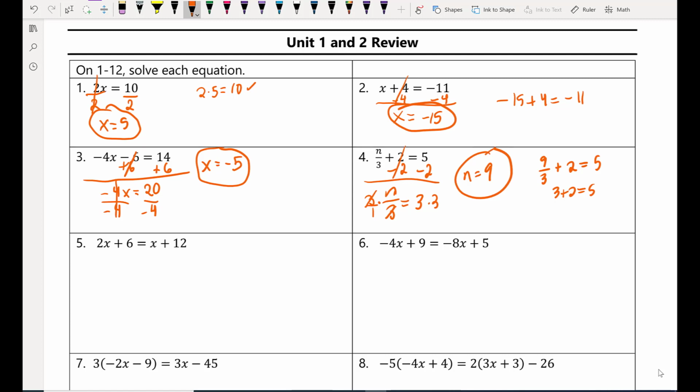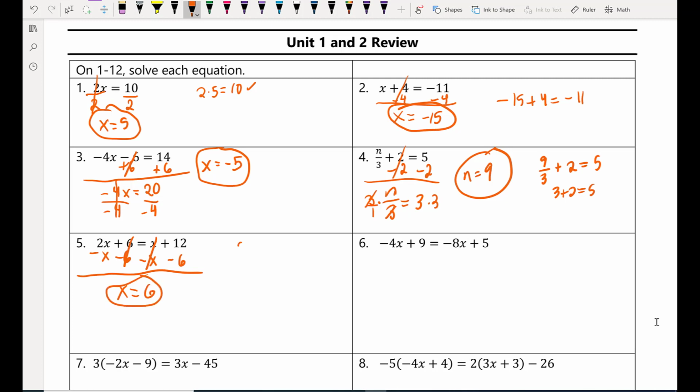Let's see, 2x plus 6 equals x plus 12. We need to get our x's on one side and our numbers on the other. So it doesn't really matter which direction you go here. I like to move it so it's positive, if possible. So that means subtracting x over. On the same step or on a separate step, you can subtract the number over to the other side as well. 2x minus x is x, and 12 minus 6 is 6, so our answer is x equals 6.